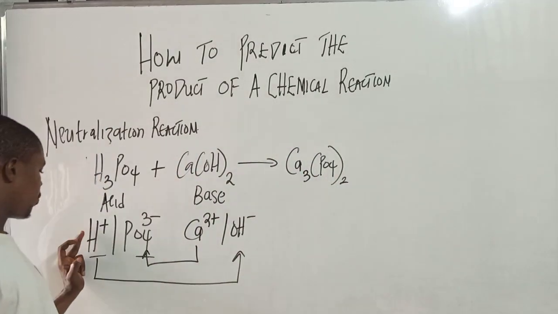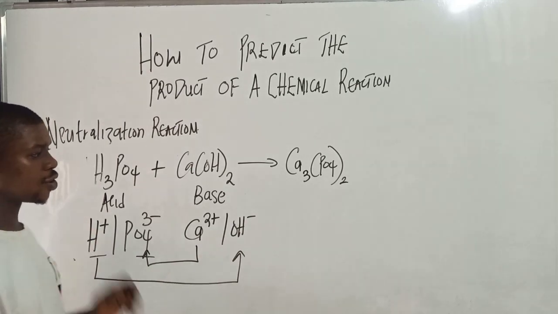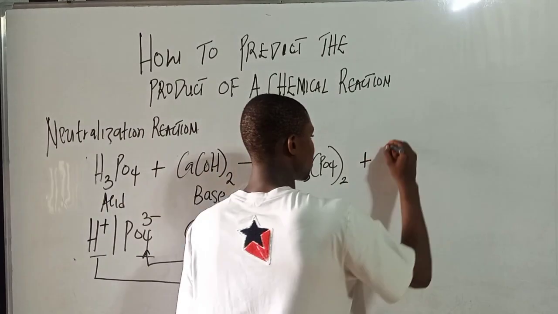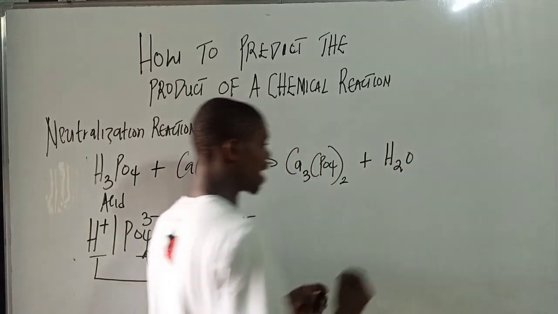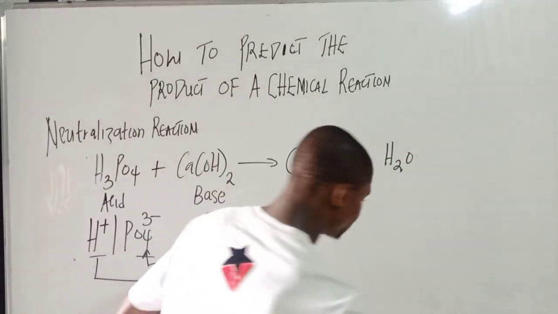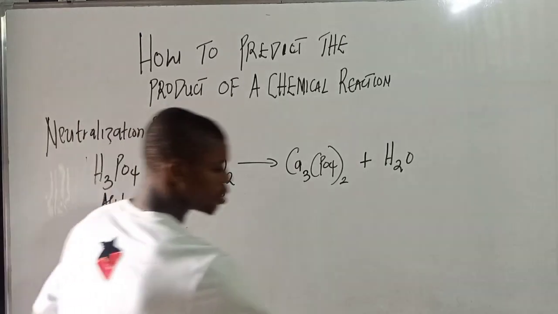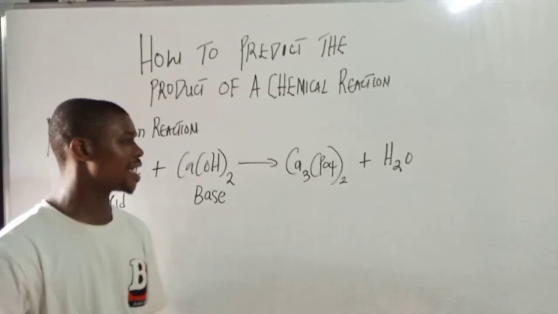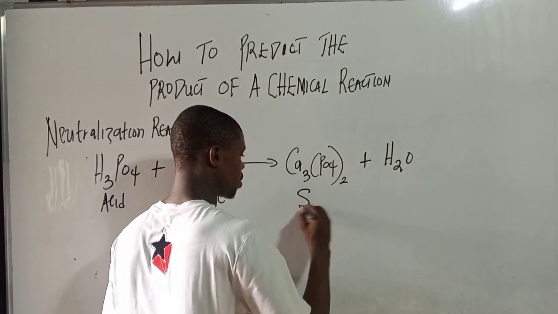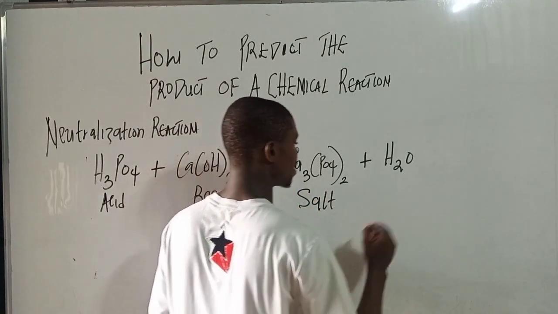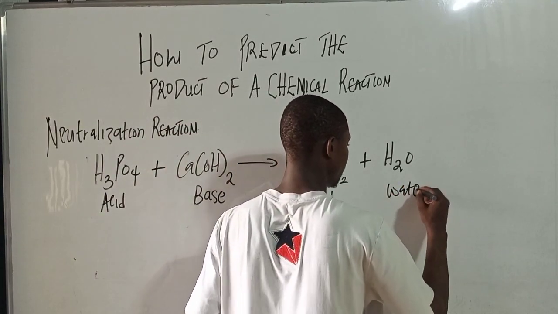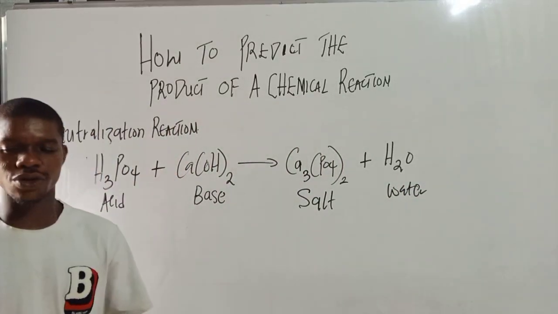So then H plus OH minus gives what? H2O. That is it. So this is how to predict the product. Here is the salt, and here is the water. It's called a neutralization reaction.